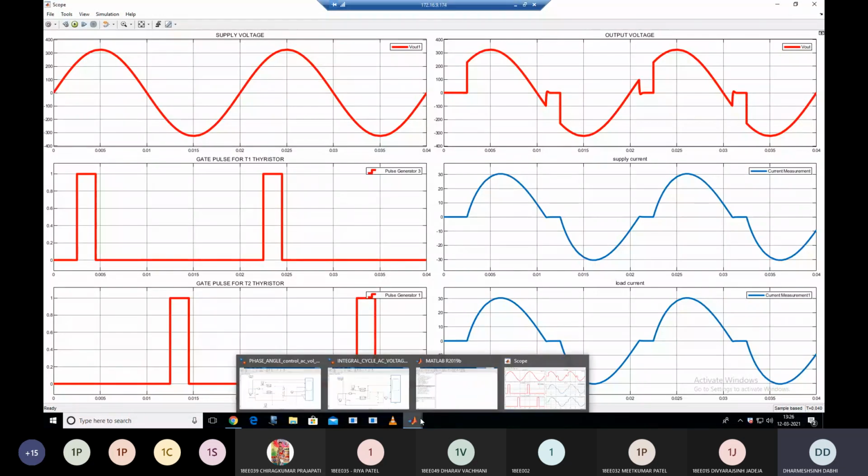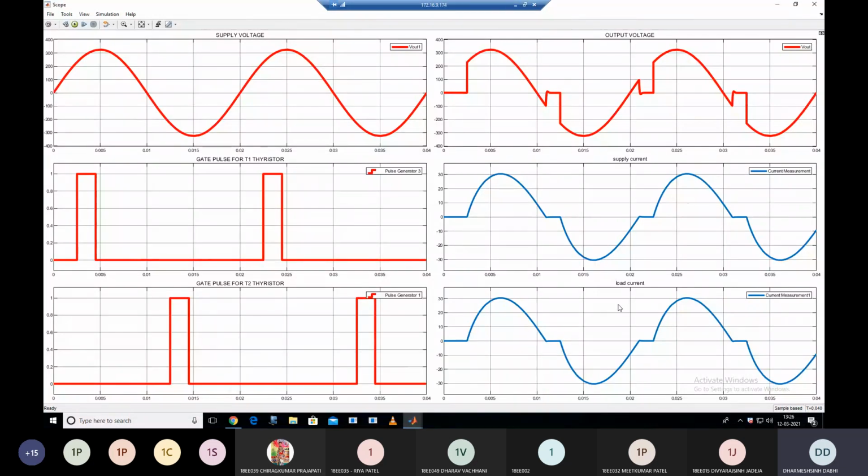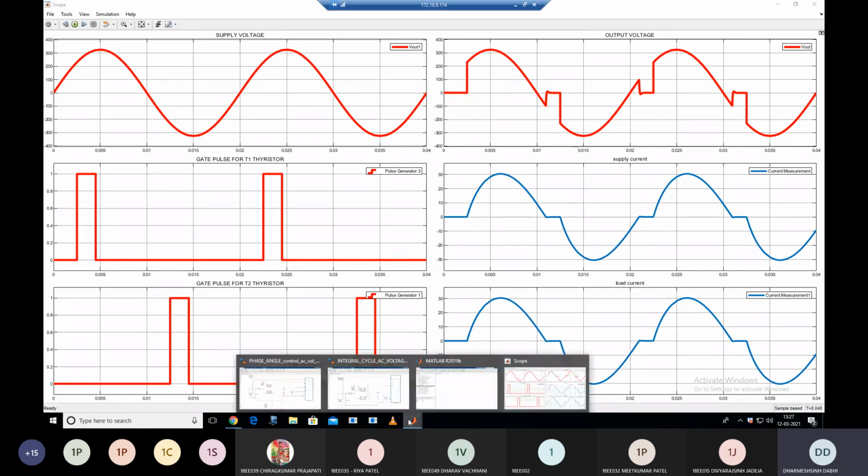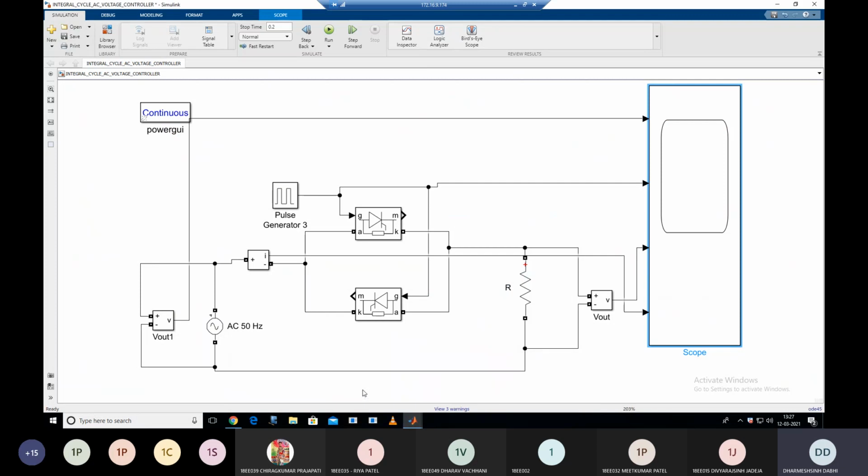As we studied in the theory, there are two techniques to control the voltage. First is the phase angle control technique and another is the integral cycle control technique. So this simulation is of phase angle control technique. Clear? Now the next simulation is related to the integral cycle control technique of AC voltage control. The circuit diagram is as it is, we just change the control of the AC voltage controller.